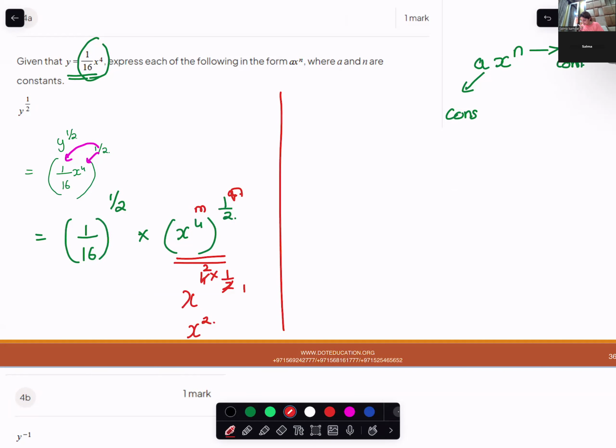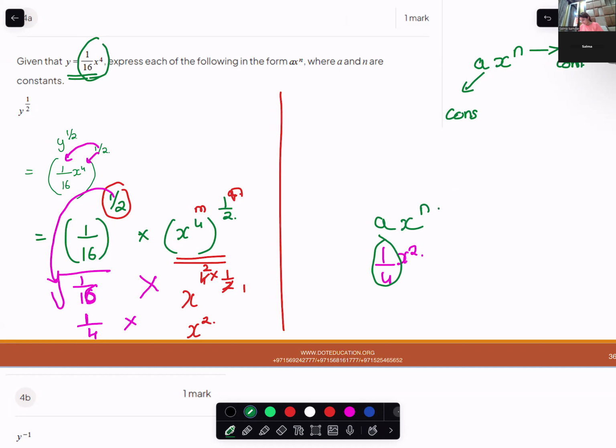Okay. Now let's deal with this. Anything raised to half means a square root. So this will become square root of 1 by 16. Root of 1 is 1. And root of 16 is 4. So the answer is 1 by 4 x squared. So I have expressed it in the form of ax^n. So this is the solution to it.